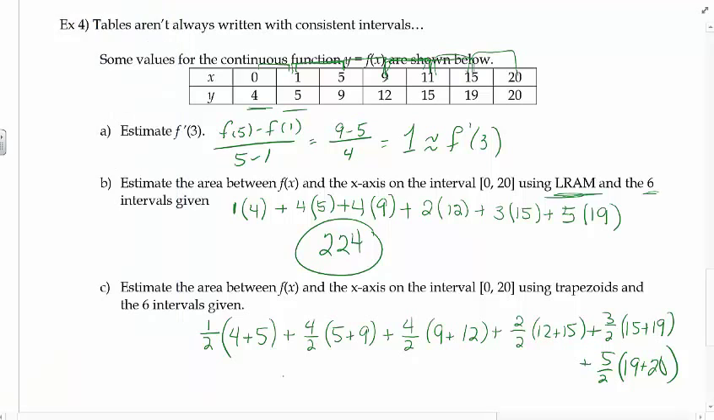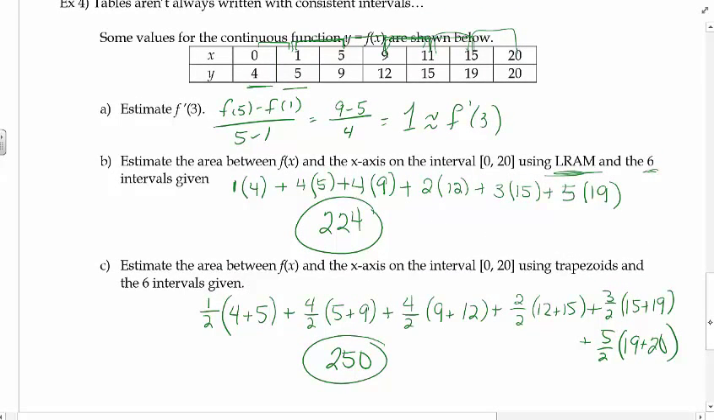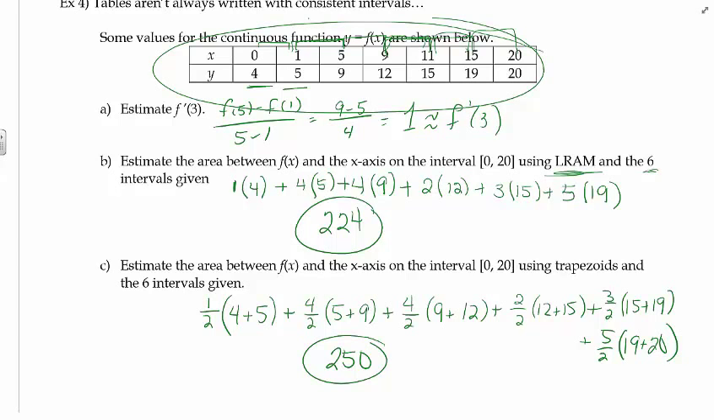250. Well, the good news is they are close, so I don't think I made any calculation mistakes unless I made the same one twice. So there you go. There's your estimate. And basically what I'm getting at here is just be careful. When you're given a table, don't assume all of your widths, all of your partitions are going to be the same, because they're not.